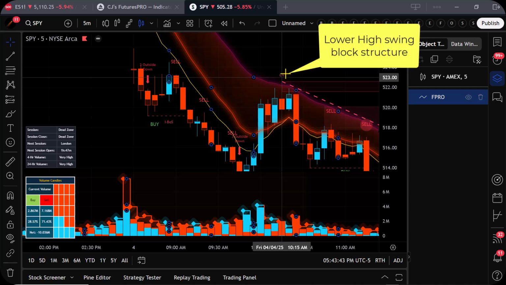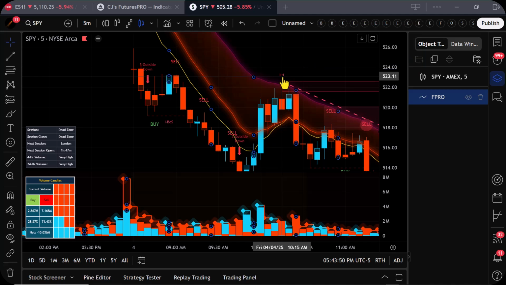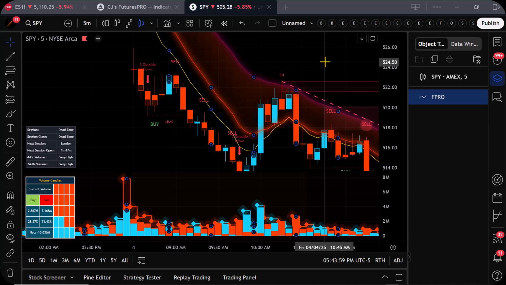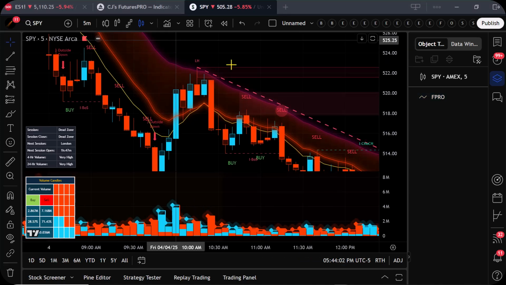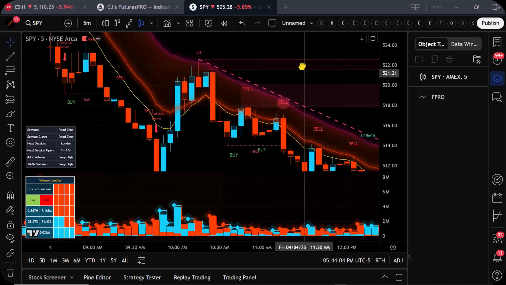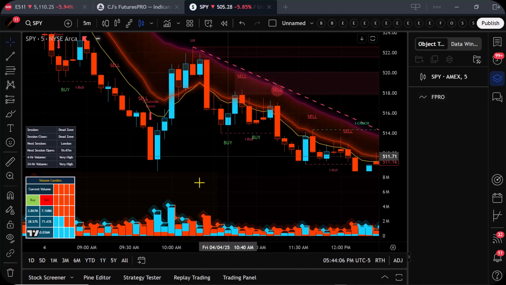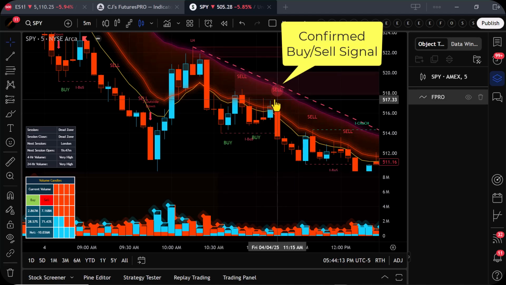Here we have the swing block definition of a lower high, and that's self-explanatory, that it actually has established a lower high here, and then obviously if you get an LL, it would be a lower low, and that describes the current trend pattern. As we progress to the left here, we have another break of structure, unconfirmed sell, unconfirmed buy. Here is a confirmed sell signal. When you have a circle around it, that is confirmed.